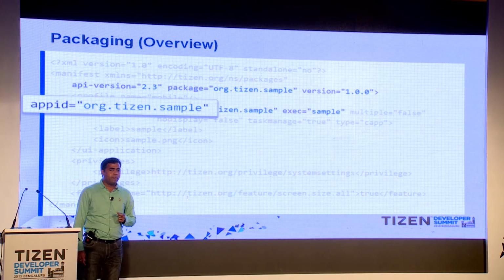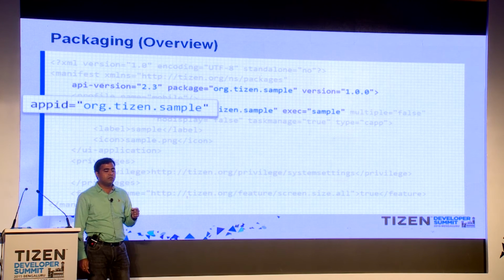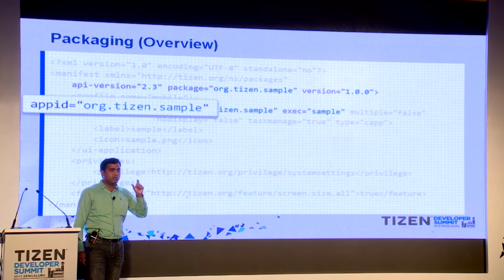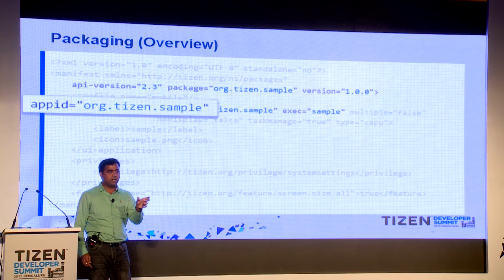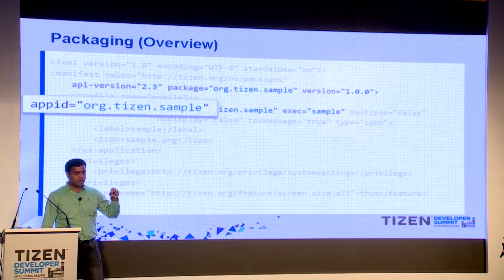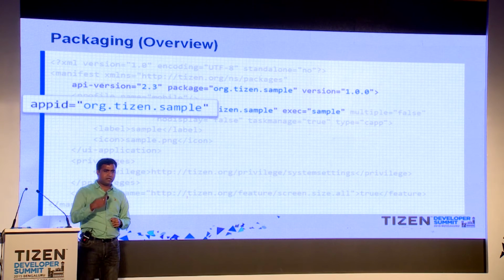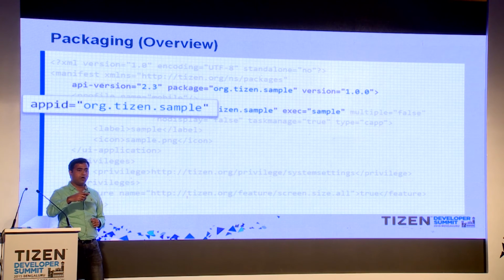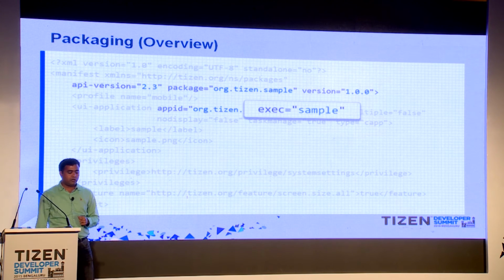And your application ID. A package can contain more than one application, and the rule is, your application ID should always have the package ID followed by a certain name. For example, if you are planning to develop two applications and package them in a single package, here I have just shown org.tizen.sample. So in that case, it would be org.tizen.sample.ui, and one more application would be org.tizen.sample.service. And this is the executable name.